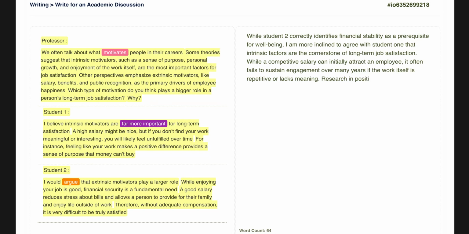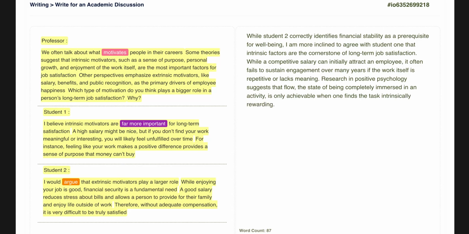Research in positive psychology suggests that flow, the state of being completely immersed in an activity, is only achievable when one finds the task intrinsically rewarding. To make our post sound truly academic, we reference the field mentioned in the prompt. We say, research in positive psychology suggests, to set up a scientific point. Then we introduce a specific term, flow, the state of being completely immersed in an activity, is only achievable when one finds the task intrinsically rewarding. Explaining a concept like flow demonstrates that you can discuss complex psychological theories effectively.